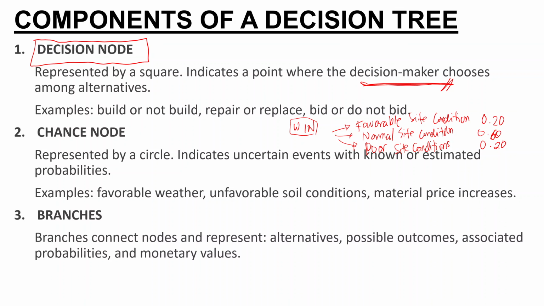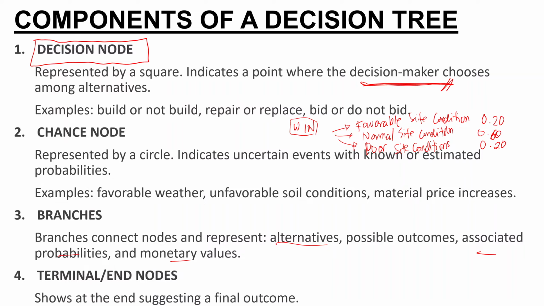Next is what we call the branches. The branches connect the nodes and represent alternatives, possible outcomes, and associated probabilities and monetary values. The lines that connect the nodes, we call branches. And fourth, we have our terminal or end nodes. This is the final outcome. It shows the final outcome of whatever is presented there.